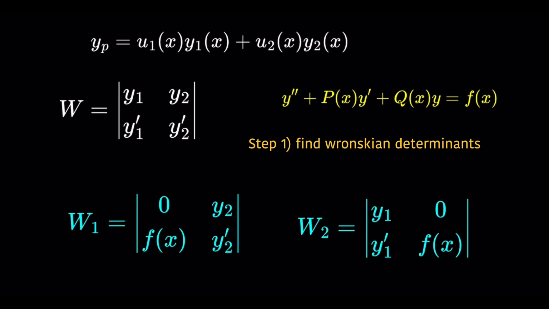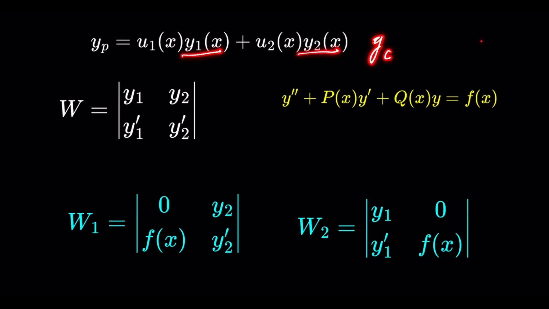Now, for the particular solution, we are going to be using this formula. Here, y of p is denoting the particular solution. u1(x) and u2(x) are the functions to be determined. And recently, we just found the values of y1(x) and y2(x) in the general solution of the homogeneous part of this equation, y of c. To find the values of u1 and u2, we use the Wronskian method.